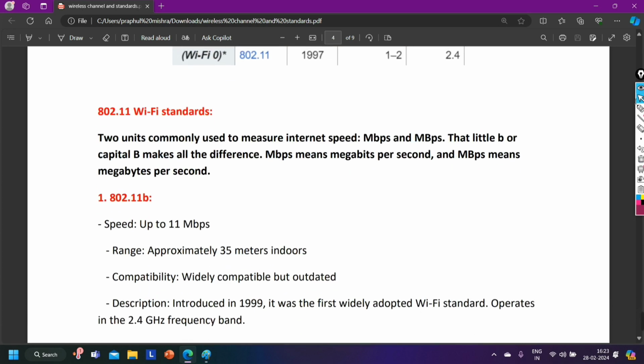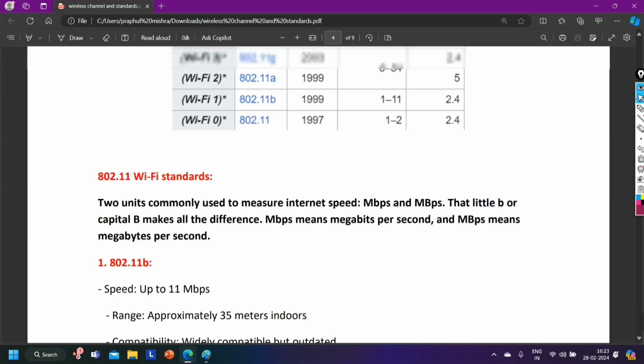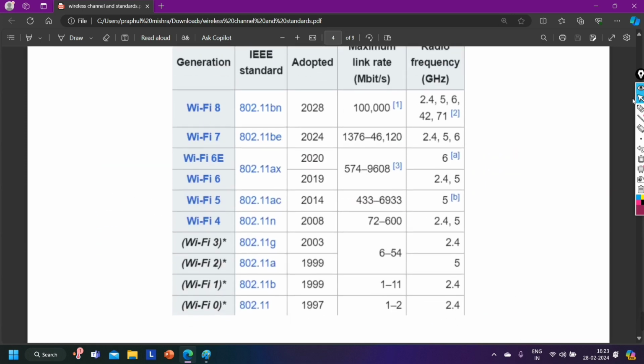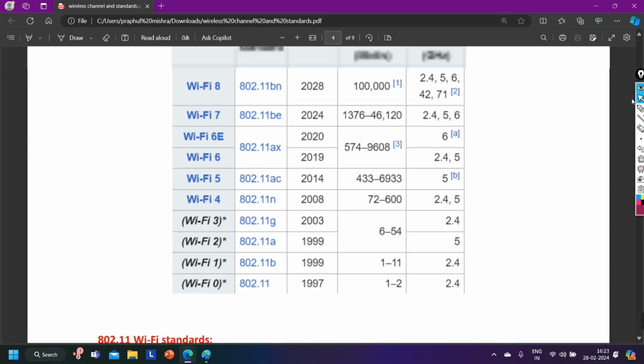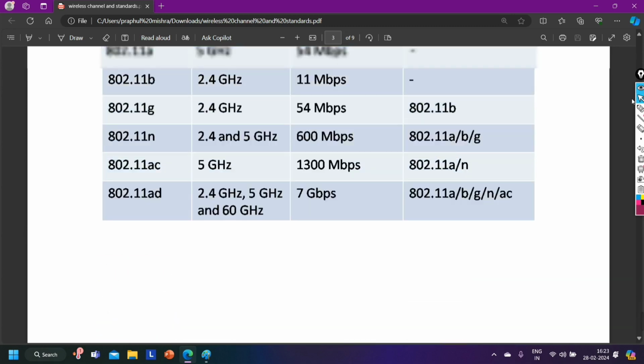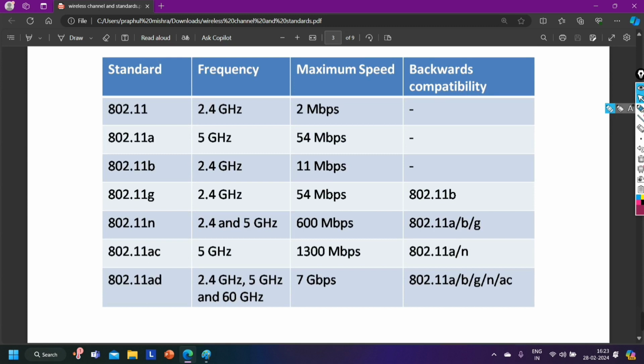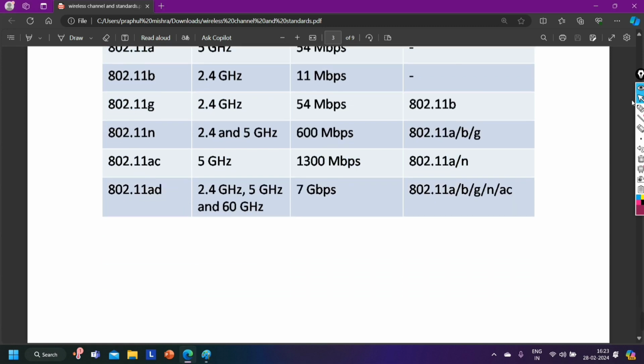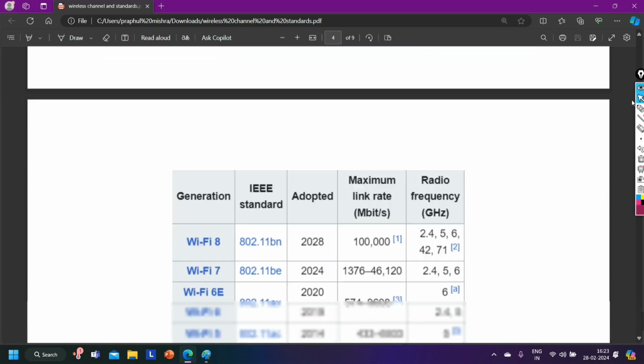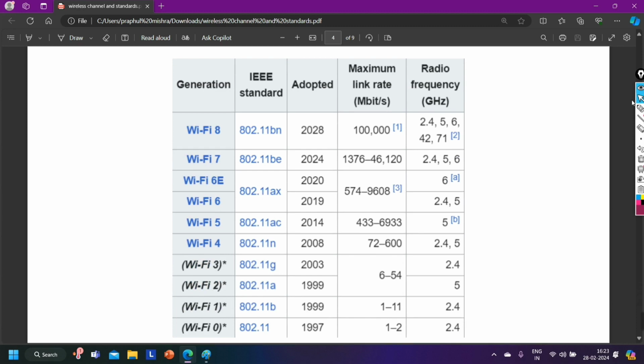Like you can see 802.11b up to 11 Mbps. Over here you can see in this diagram also, 11b, the speed is 1 to 11 Mbps. In the upper diagram also for 11b speed is up to 11 Mbps. So the thing is same in all diagrams. In this diagram also you can see 11 Mbps for 802.11b, right?